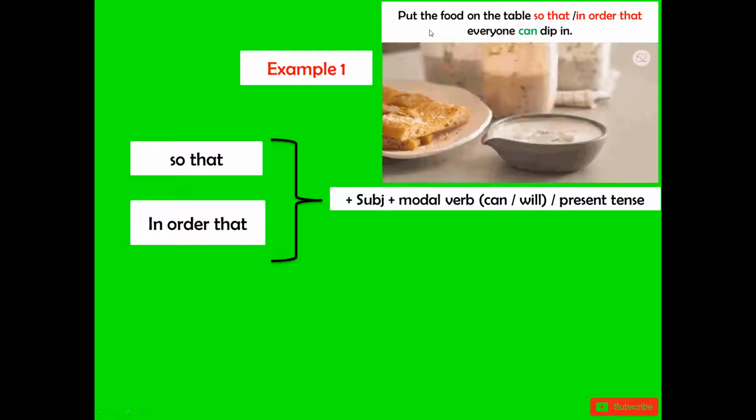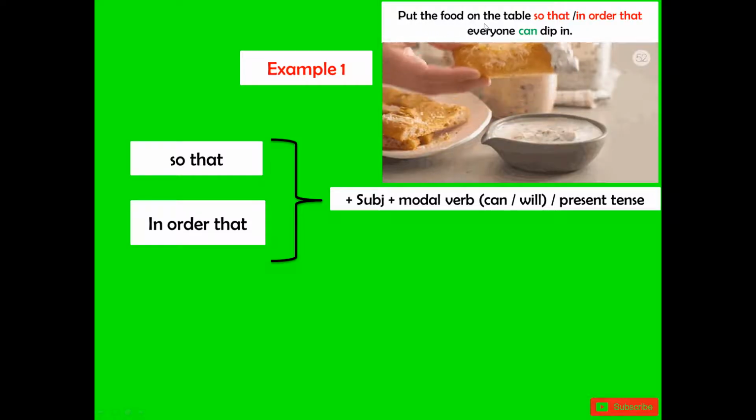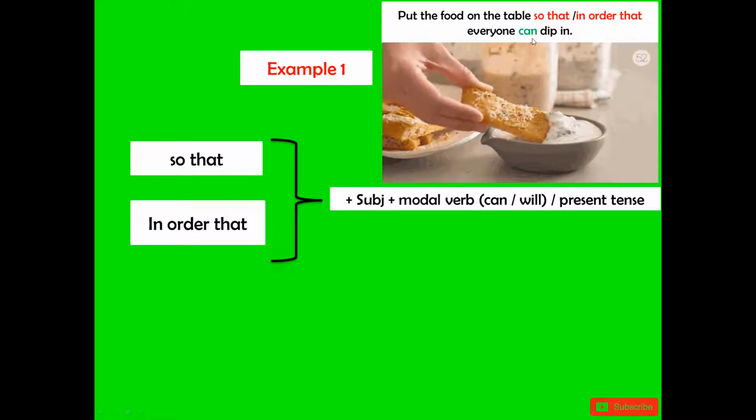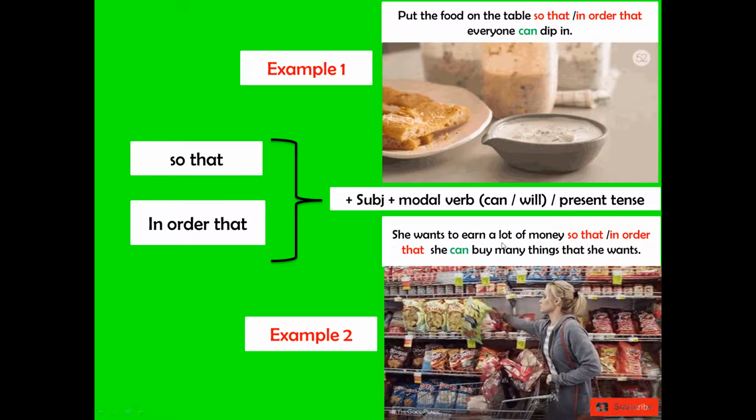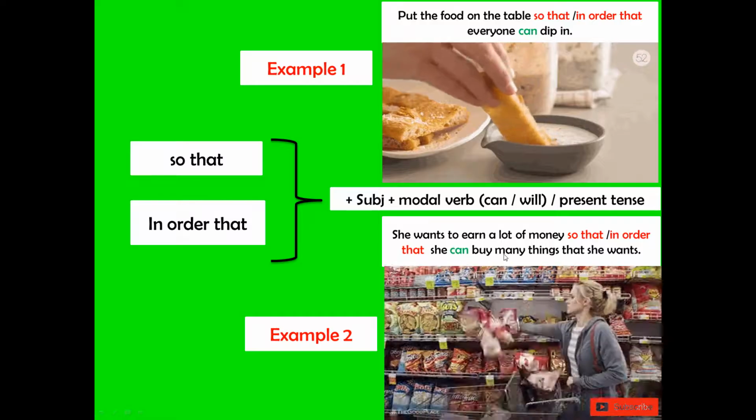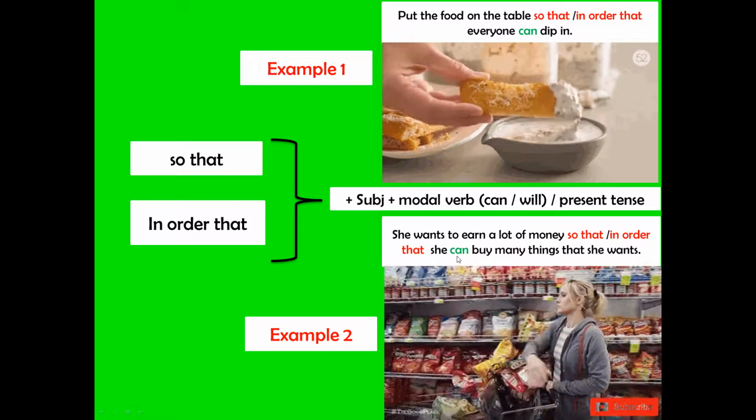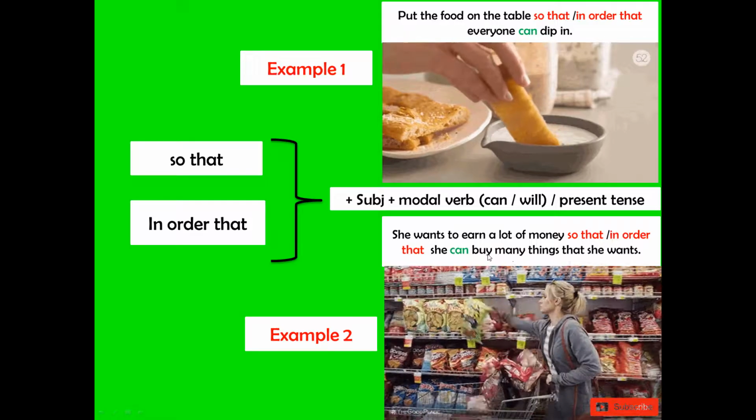Example number one. Put the food on the table so that everyone can dip in. Or we can say, put the food on the table in order that everyone can dip in. You see, so that, a modal here with the verb in the infinitive. In order that as well, modal and verb in the infinitive. Example number two. She wants to earn a lot of money so that she can buy many things that she wants. So here, so that is followed by a modal verb and the verb in the base form. The same for in order that.